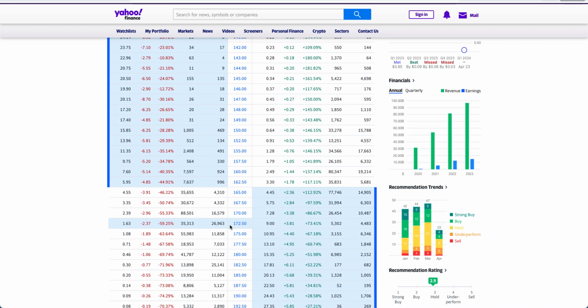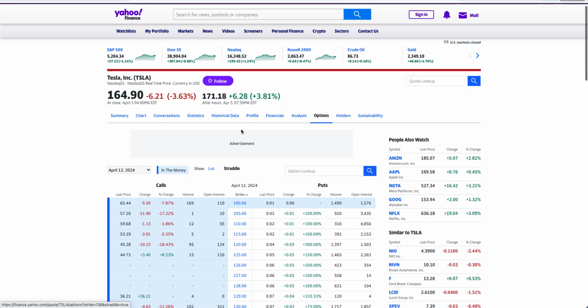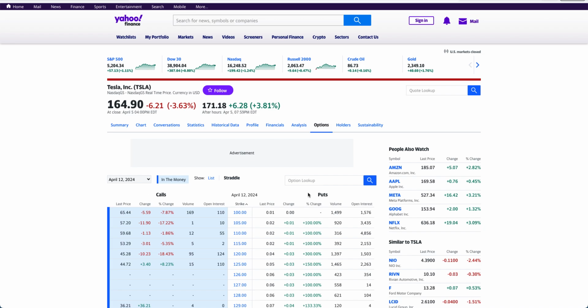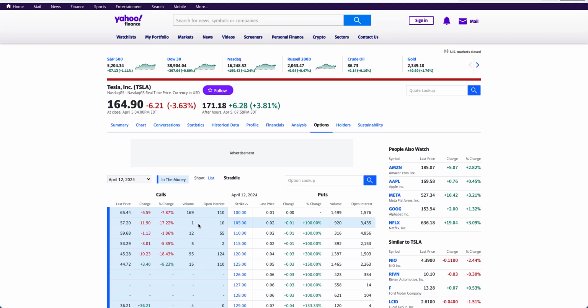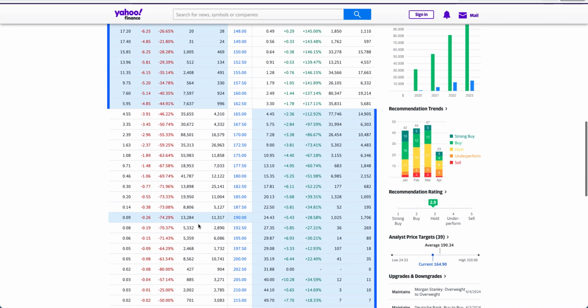All right. So let's talk about the options here. On the left side we have calls, and on the right side we have puts. I'm using Yahoo Finance. I love it for this type of data analysis like options. It makes it very easy to go through the data here.